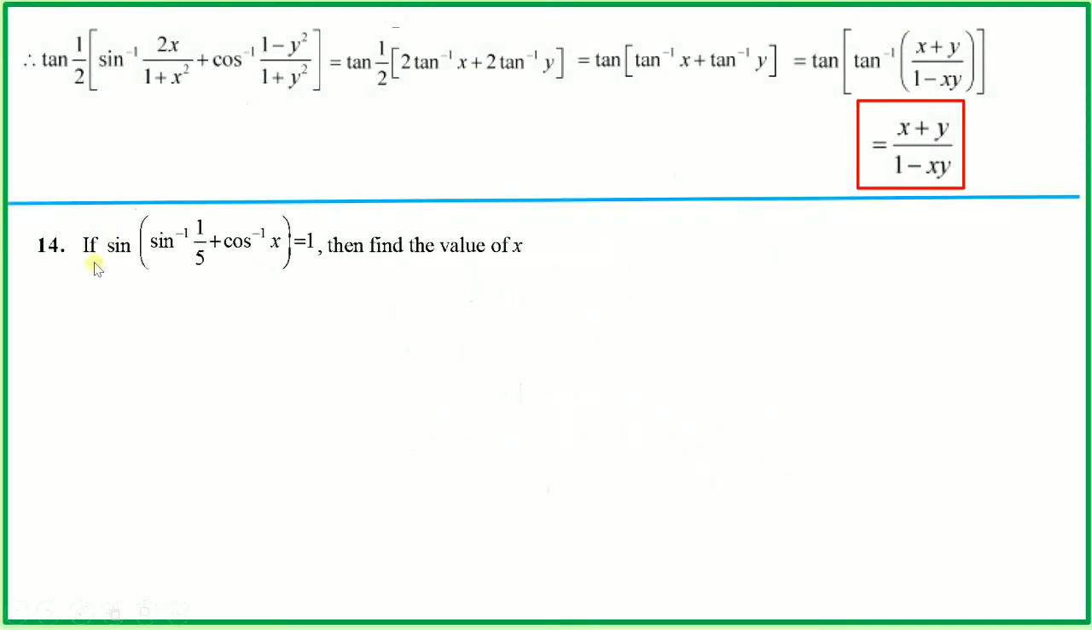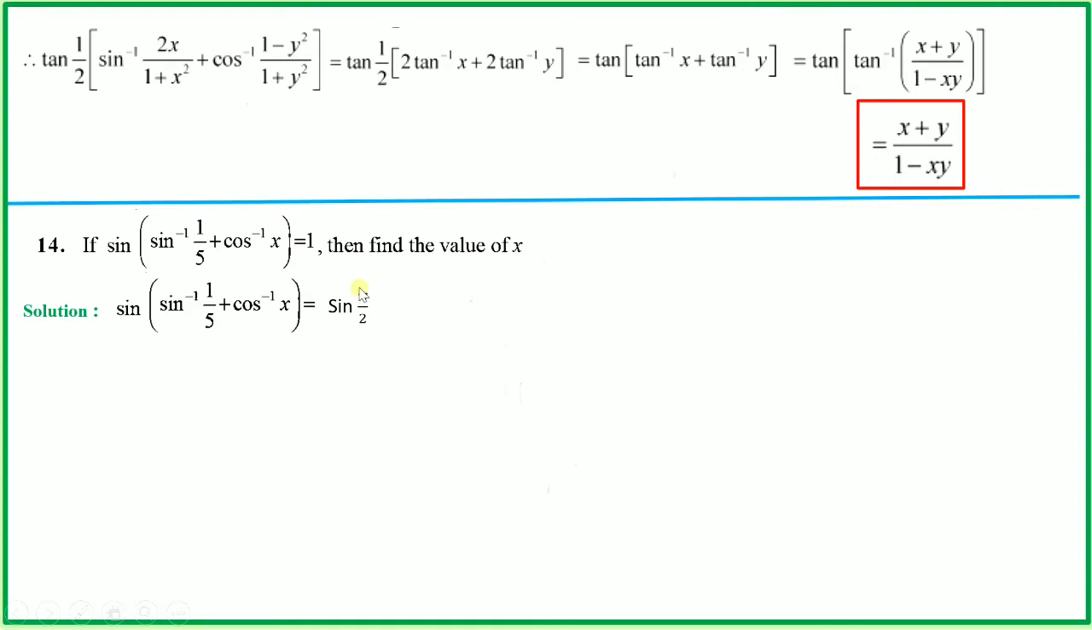Question number 14. If sine inverse 1 upon 5 plus cos inverse x is equal to 1, then find the value of x. This is an important question. Pay extra attention over here. Then sine inverse 1 upon 5 plus cos inverse x is equal to 1.